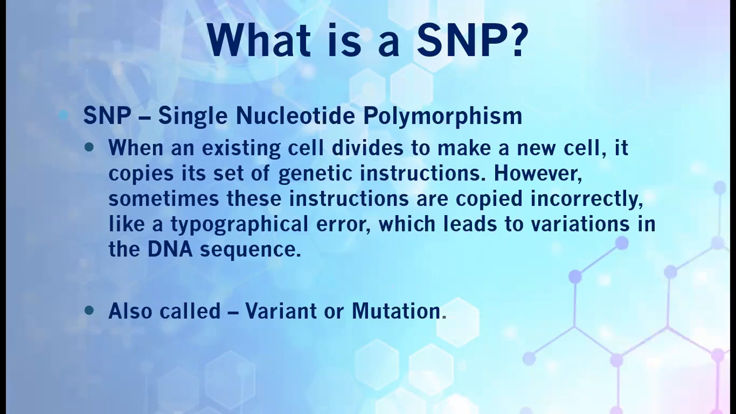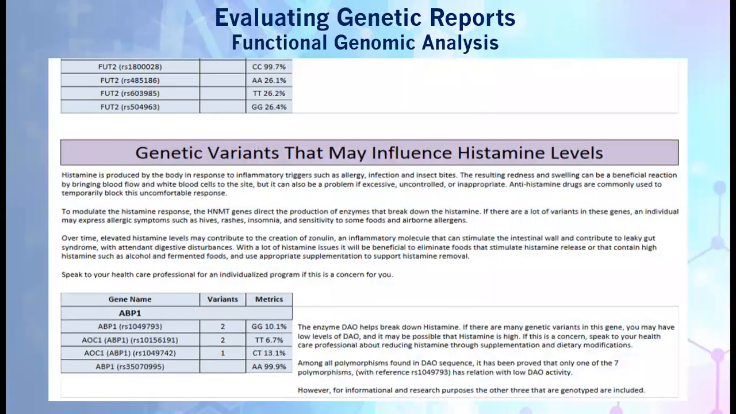Some people call it variants, which is how it's going to be listed on the report. I'm going to use the terminology mutation. But basically, it is an incorrect copy of a gene that was passed down from mom or dad. So let's talk a little bit about this.